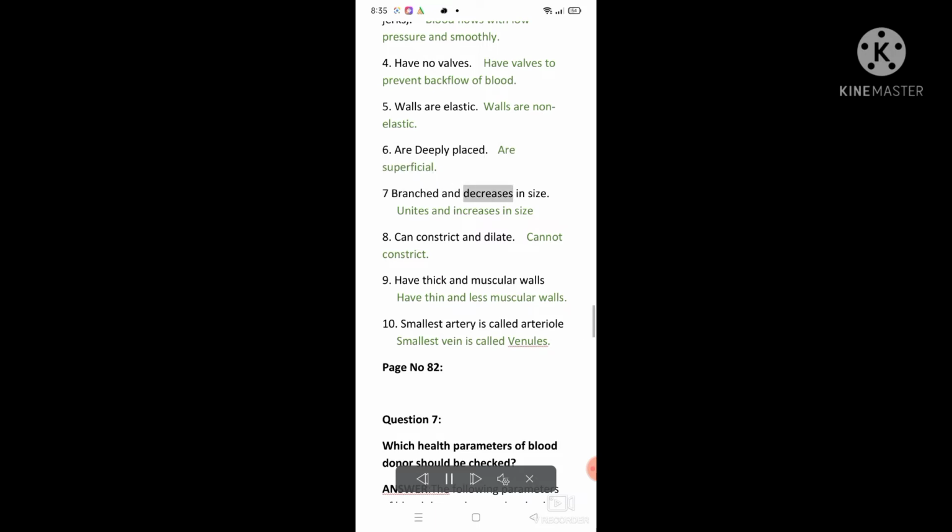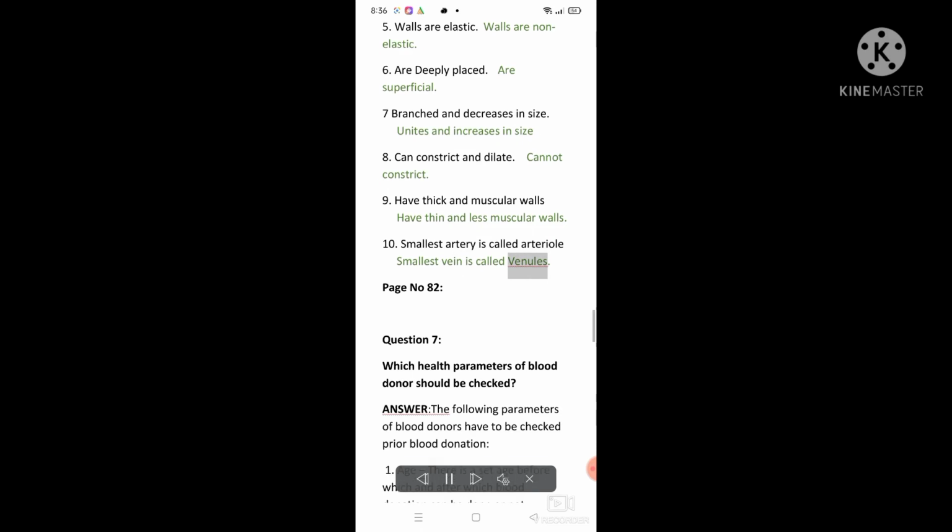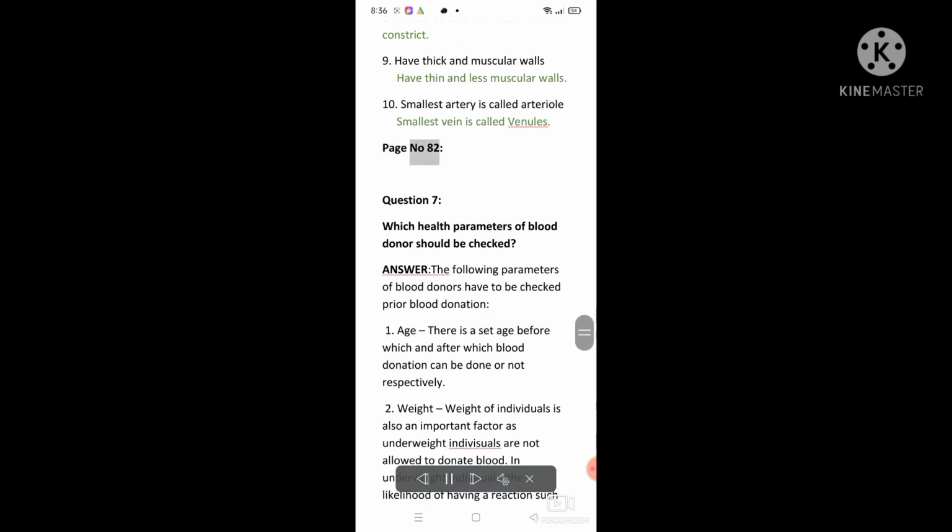7. Arteries branch and decrease in size. Veins unite and increase in size. 8. Arteries can constrict and dilate. Veins cannot constrict. 9. Arteries have thick and muscular walls. Veins have thin and less muscular walls. 10. The smallest artery is called arteriole. The smallest vein is called venule. Page number 82.